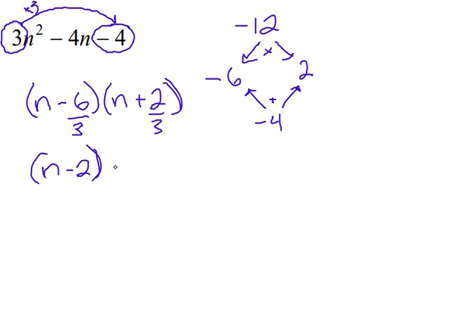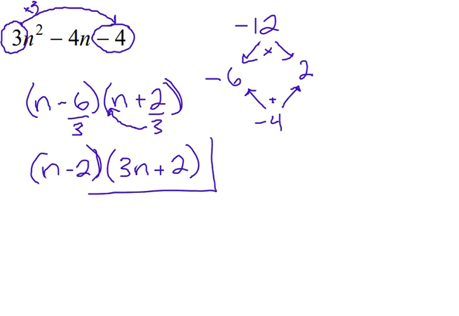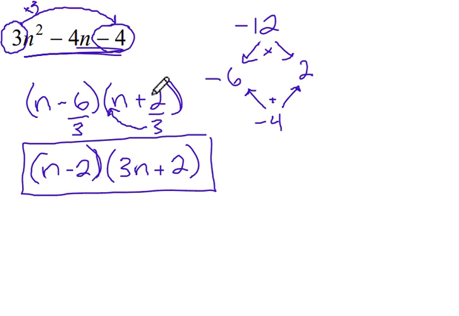If they don't simplify, like 2/3, bring the bottom of the fraction up in front of the variable, which is where it gets its name, bottoms up method. Okay, so now look, n times 3n, 3n squared. -2 times 3n, -6n. 2 times n is 2n, so -4n. We get the middle term there. -2 times 2, -4. So this is the factored form of this. And that's the bottoms up method. Learn it, it's very helpful.